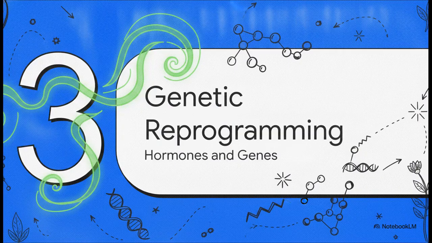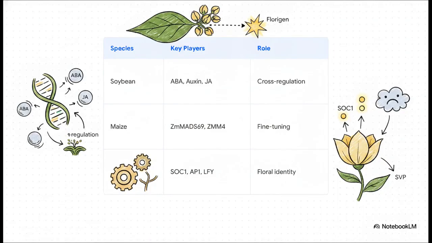Which brings us to section 3. Hormonal and genetic reprogramming. What happens the moment that florigen signal arrives is a cascade of sheer biochemical complexity. It's basically a genetic power struggle, and it looks a bit different depending on the species.